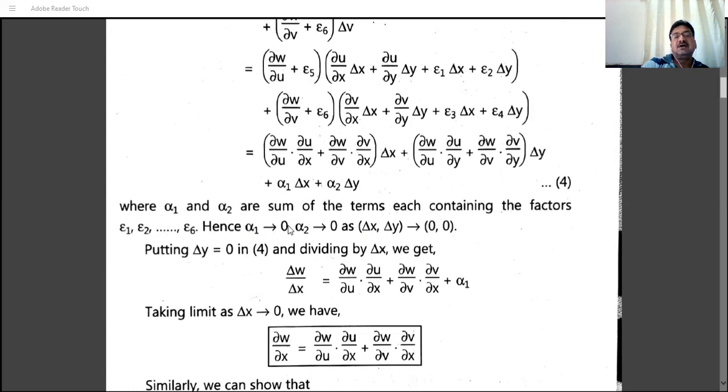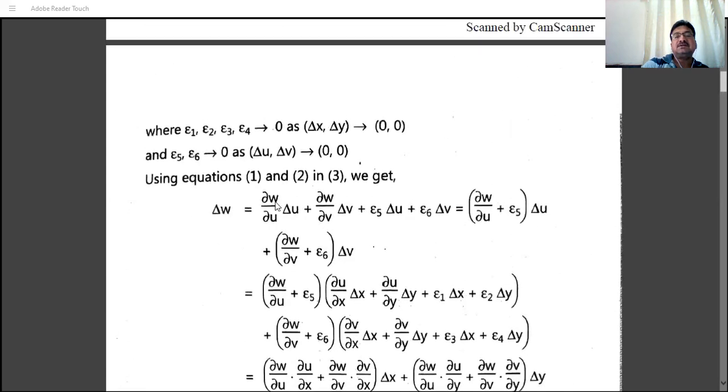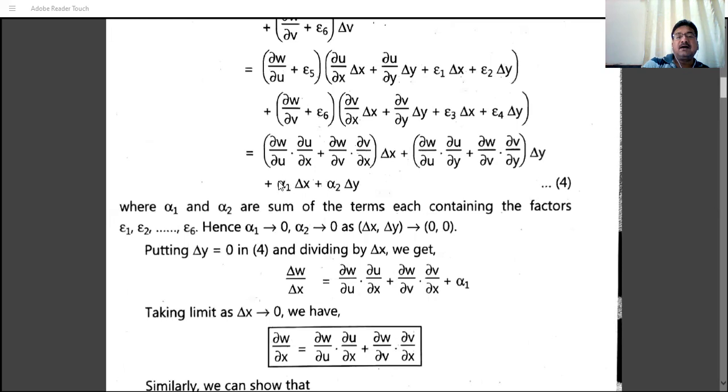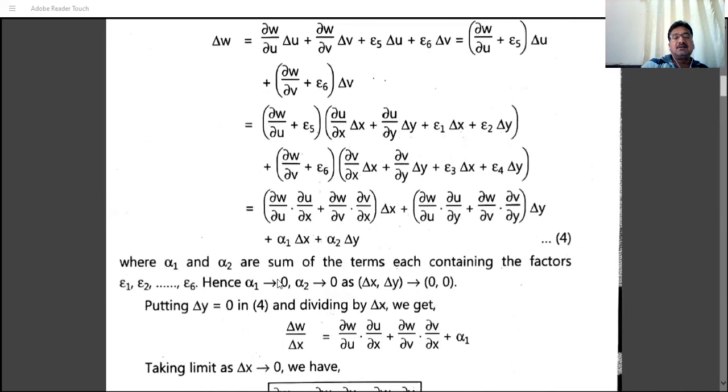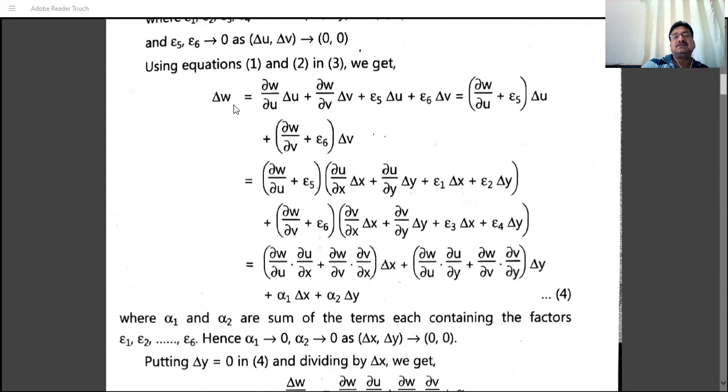And hence, alpha 1 and alpha 2 tend to 0 as delta x, delta y tend to 0, because epsilon 1, epsilon 2 to epsilon 6 tend to 0 as delta x, delta y tend to 0. And therefore, the limit of alpha 1 and alpha 2 is 0 if you take delta x, delta y tending to 0. Then putting delta y equal to 0 in equation number 4.